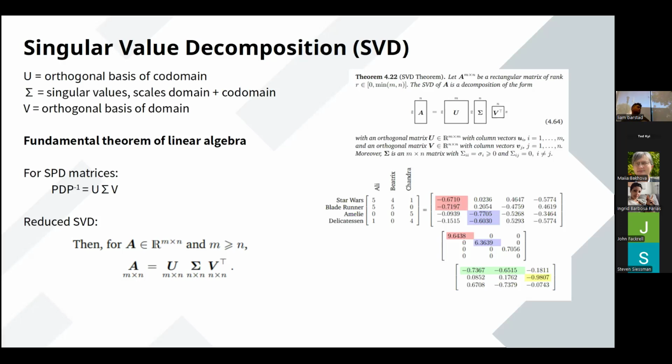They also call this the fundamental theorem of linear algebra. And then just a little identity here: for symmetric positive definite matrices, the eigendecomposition is equal to the singular value decomposition. That makes sense, because no complex values, positive, symmetric, square, etc. It makes intuitive sense.